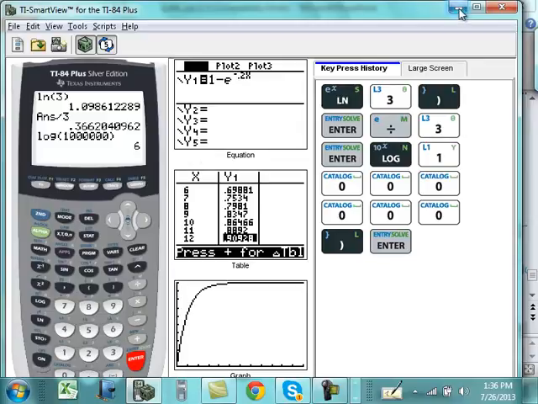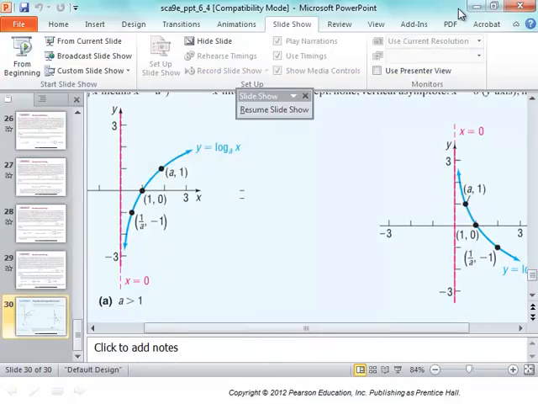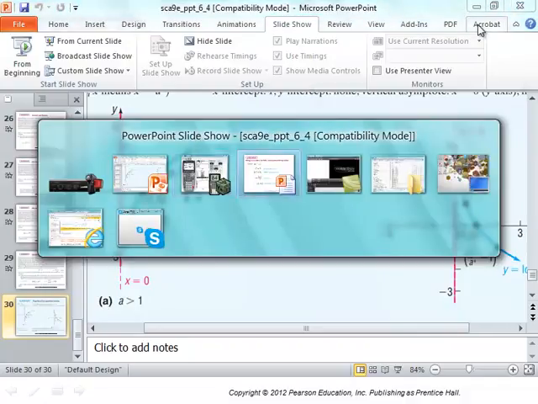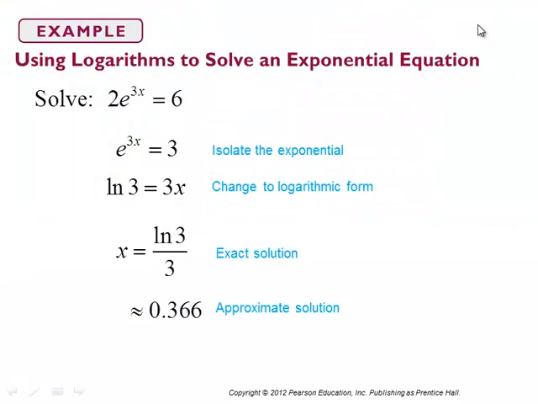And, you know, we could talk about how to do a change of base. So if you wanted to do log base 2 of some number, we could do that in terms of log base 10 or natural logarithm. We're not going to talk about that today, though. All right. So we talked about how to evaluate this natural log of 3 over 3 to get this approximate solution.